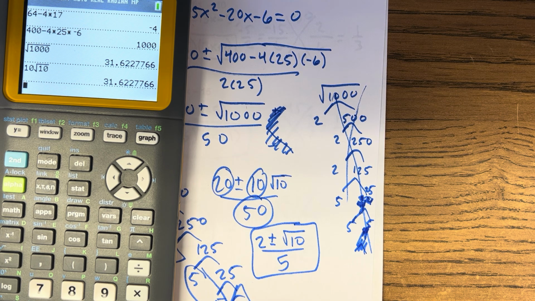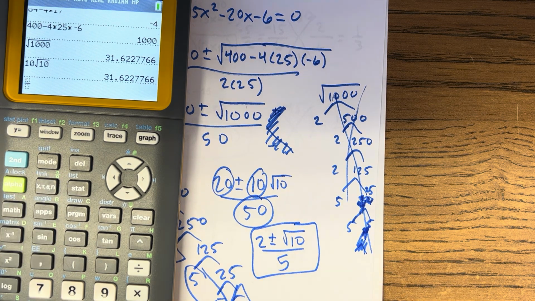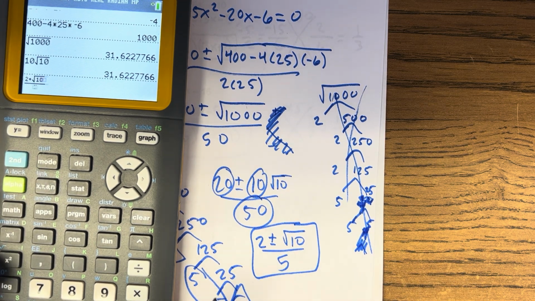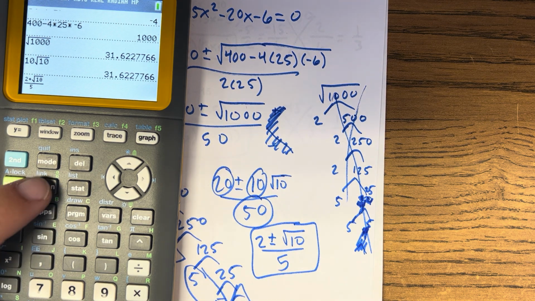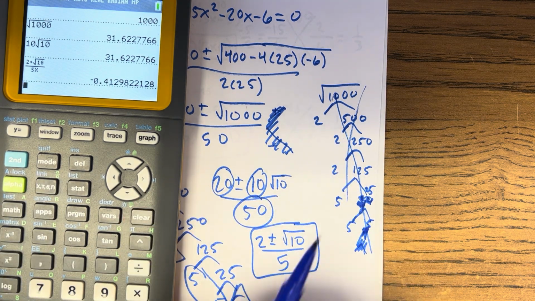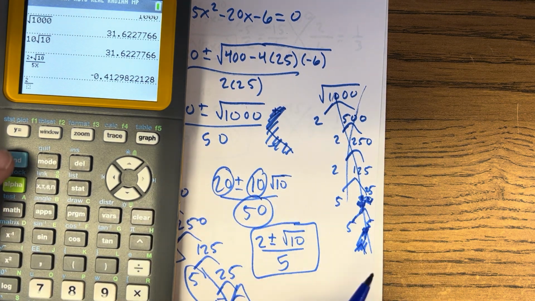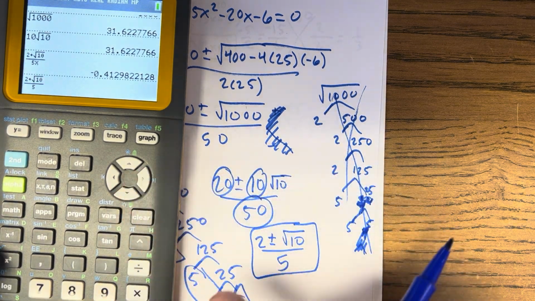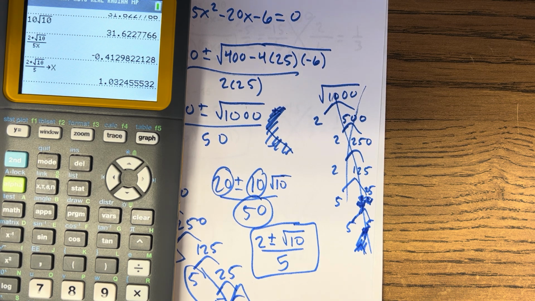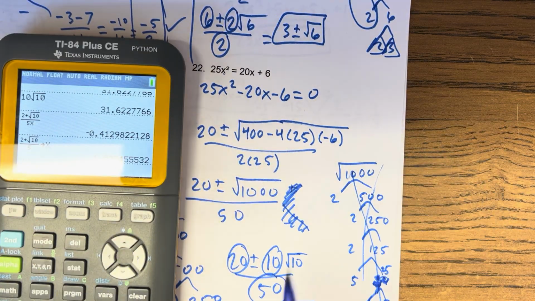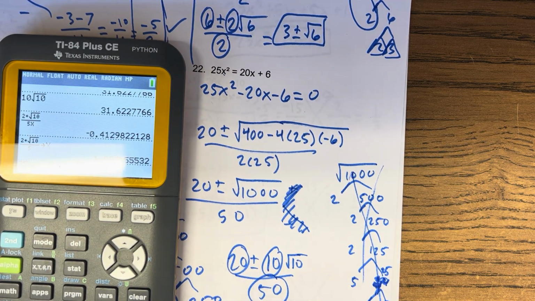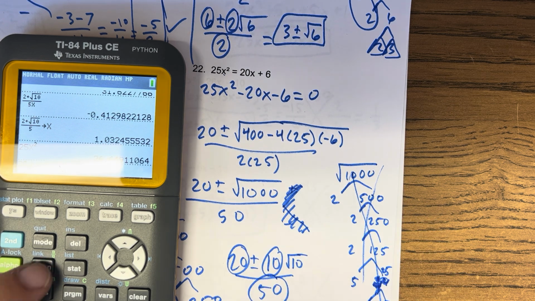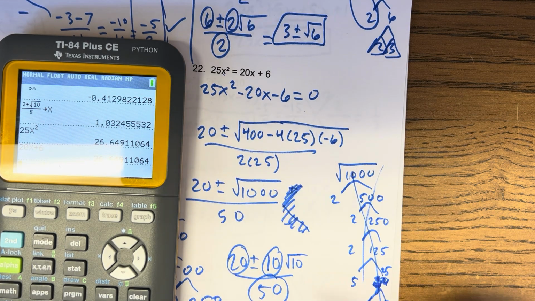And again, if you wanted to check this answer, this one's kind of a more in-depth one, so it's a good one to check. I could put that in the calculator. I'll use my fraction feature, 2 plus square root of 10 over 5, and store that in for x. Whoops. And try that again. 2 plus square root of 10 over 5, and store it in for x. And then we'll plug in the formula. So 25x squared minus 20x minus 6. They should be the same thing, which they are.